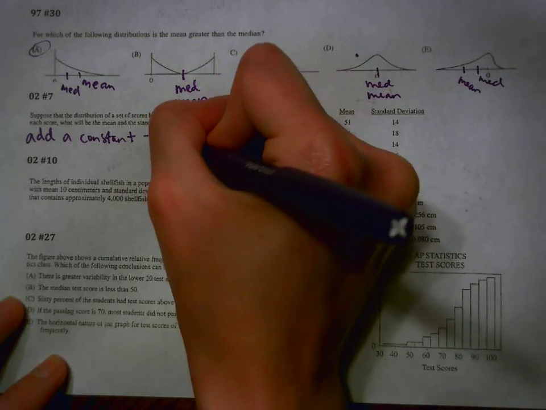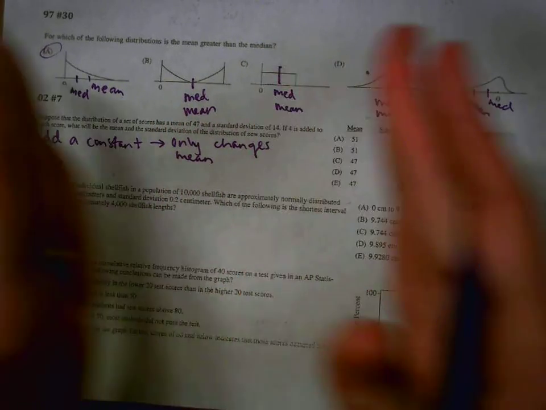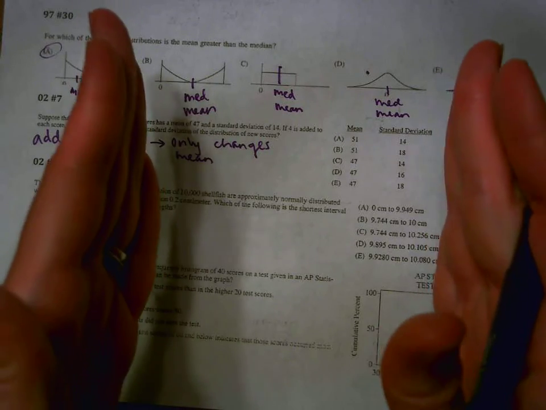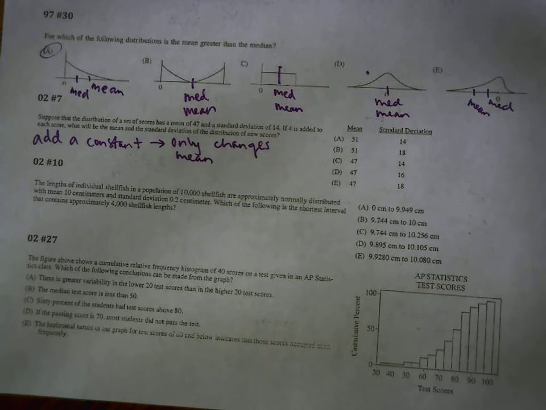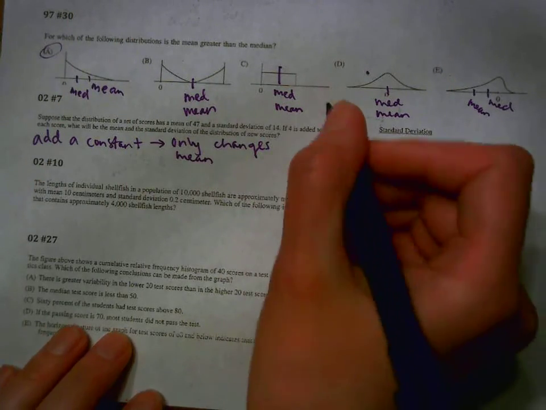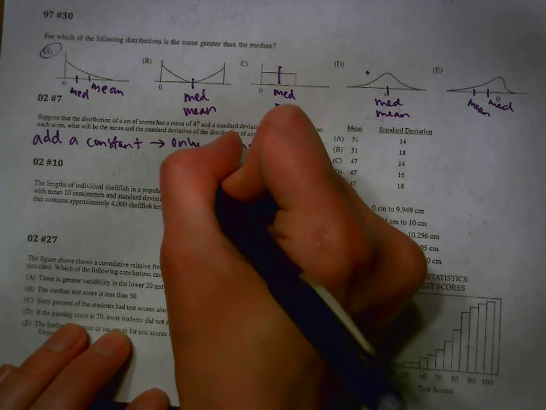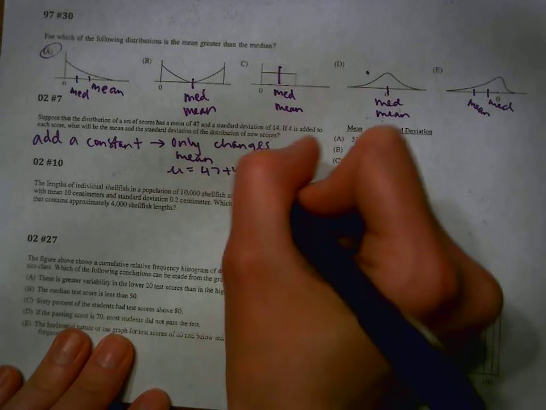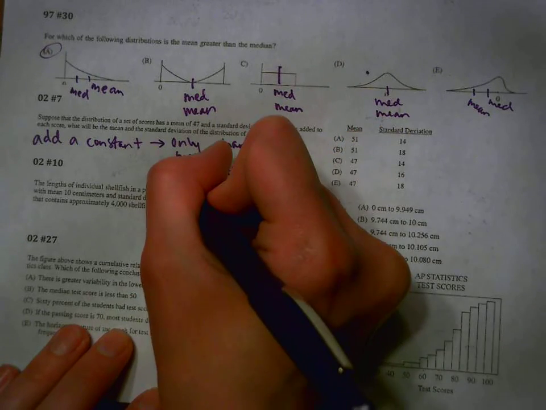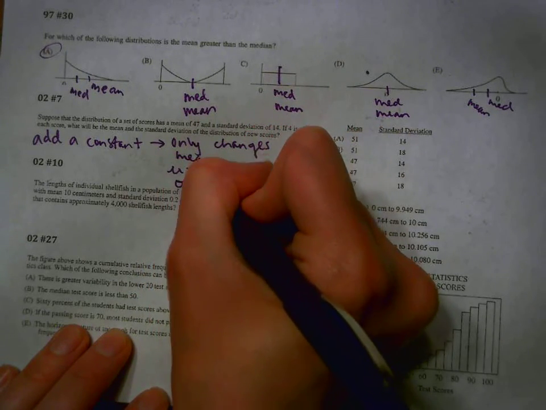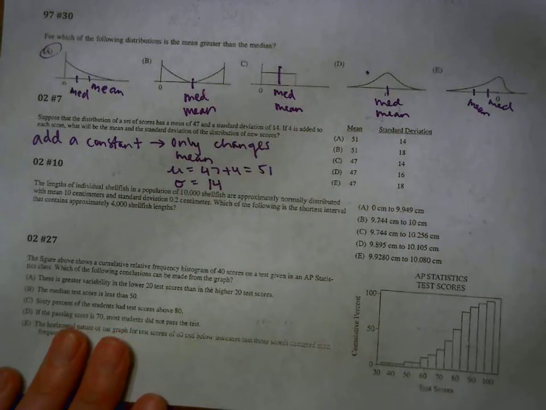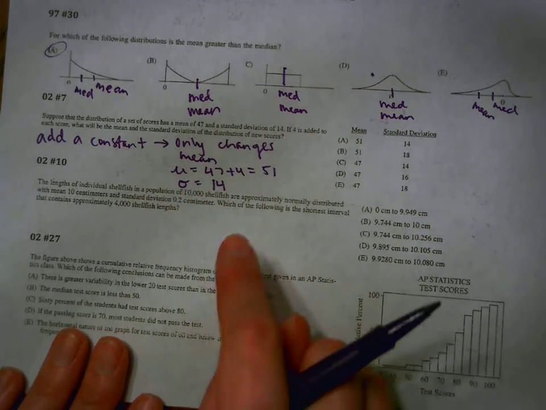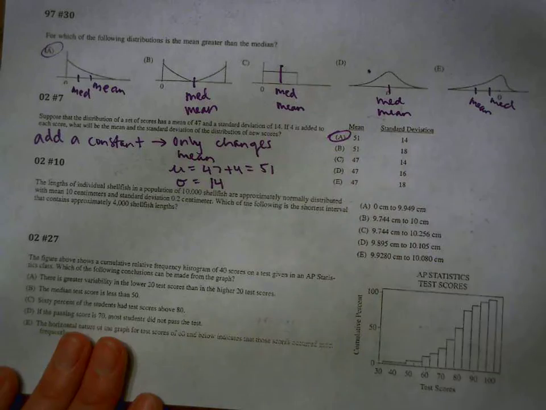It only changes the mean, right? Spread is not changed by adding a constant because it would just shift everything. So the spread wouldn't change, but the mean would. So you need to add that 4 to the mean. It was originally 47, now we add the 4, so it's 51, and the standard deviation would stay the same. It'd still be 14 because you don't add. Now if you were multiplying, you would do it to both. So the answer is A.